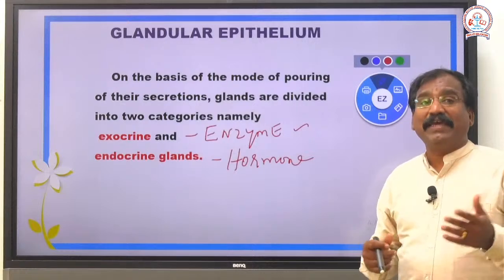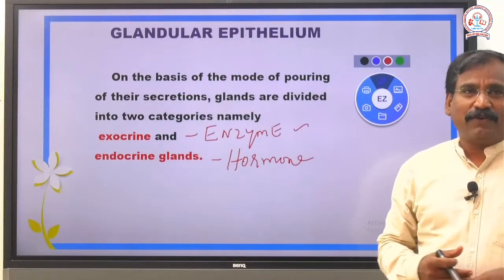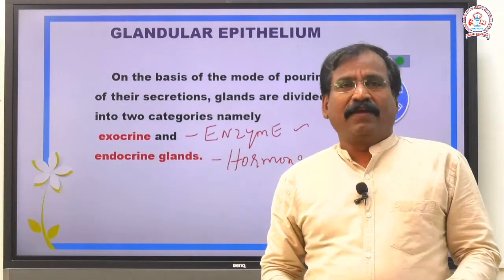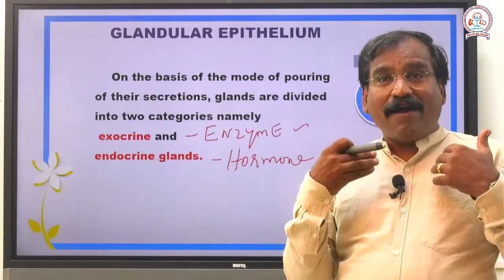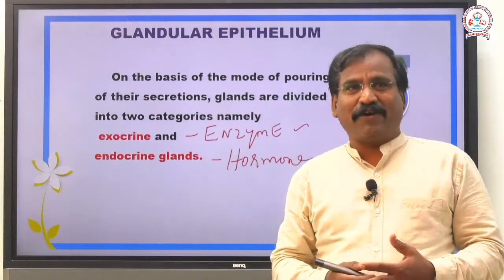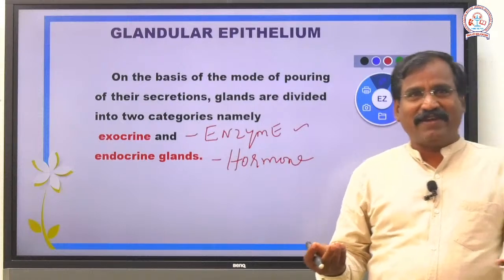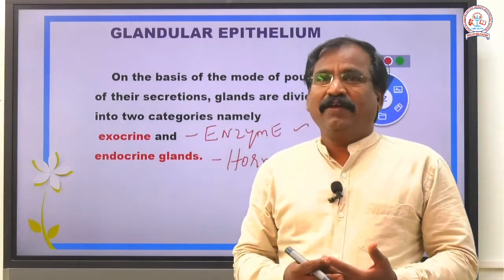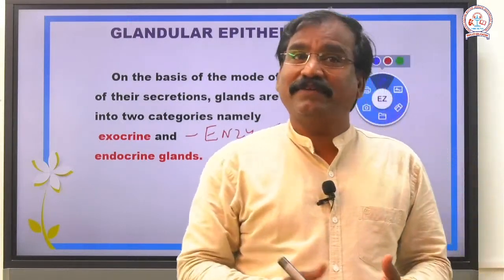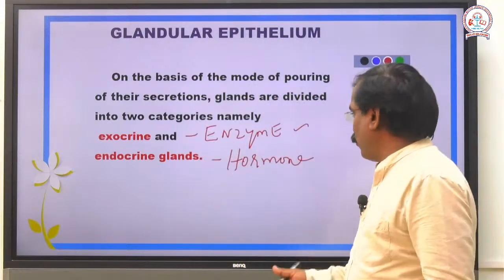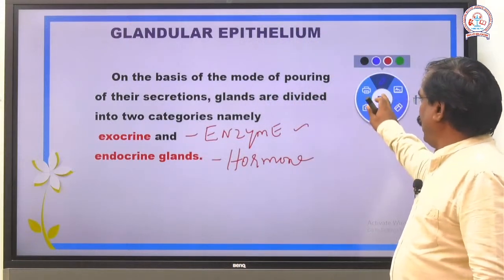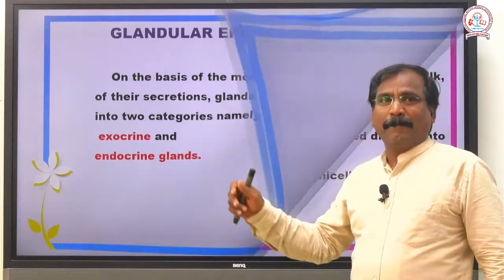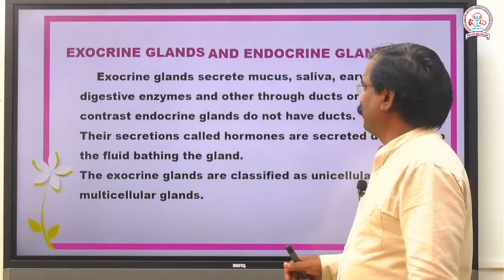For example, pituitary gland hormones: growth hormone, thyroid stimulating hormone, follicle stimulating hormone. Those secretions are called hormones. Okay, very clear? Super.